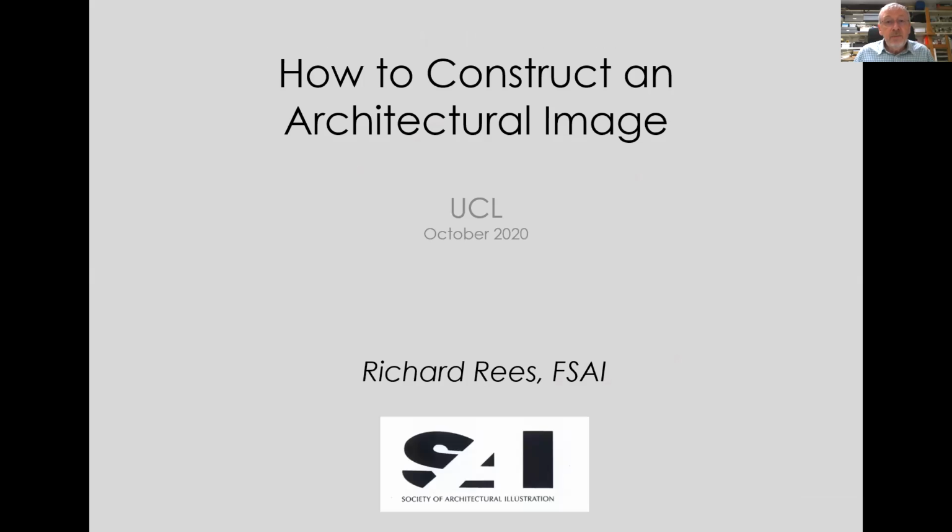The follow-up to this particular presentation is how to construct an architectural image. I thought it was very important that you got to know a bit about horizon lines, vanishing points, and ground lines before you actually started doing that, because it gives you a better appreciation of what the critical things are in terms of creating an architectural image.